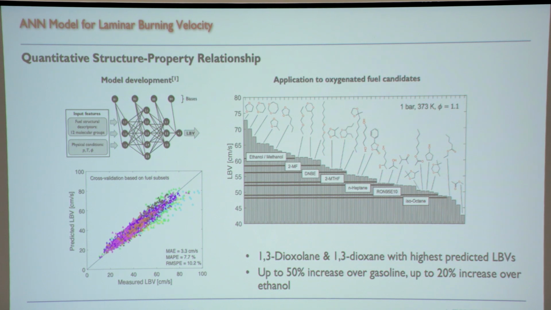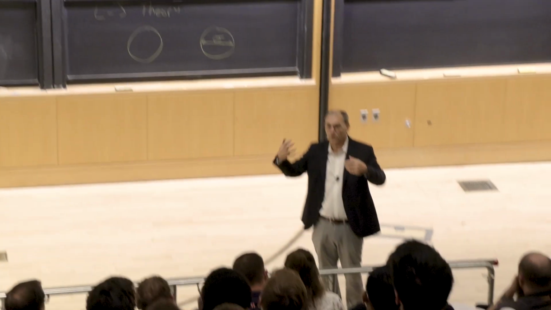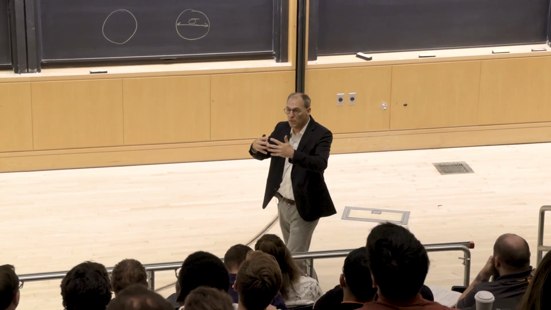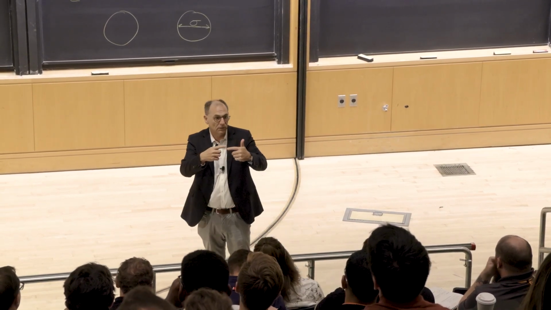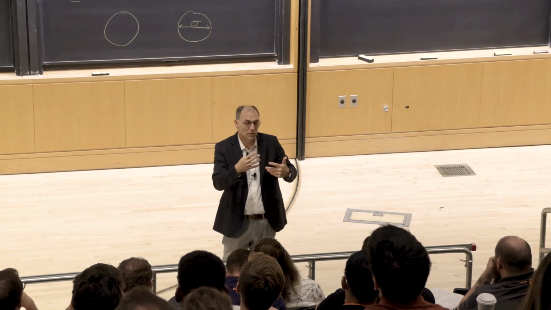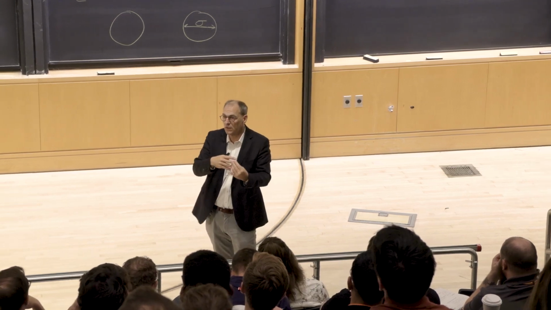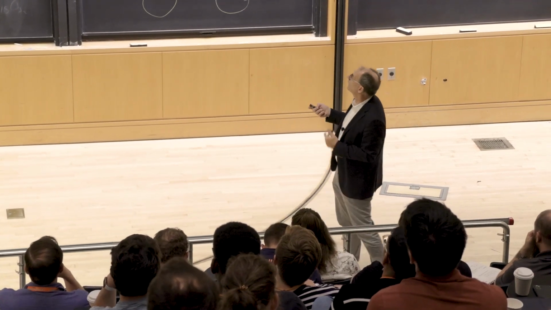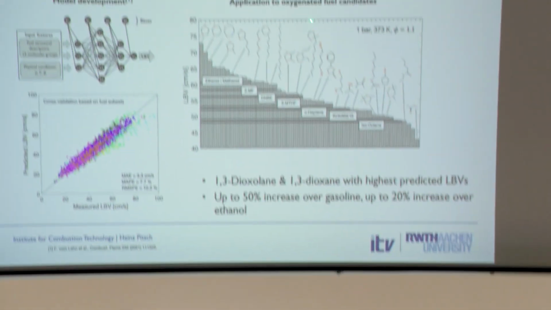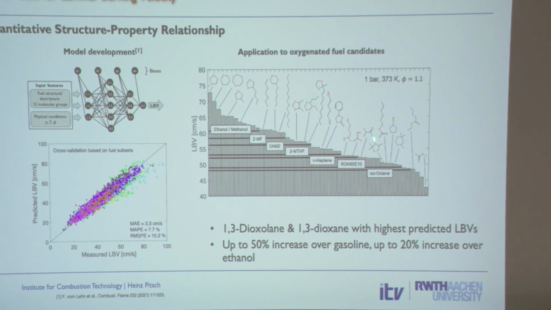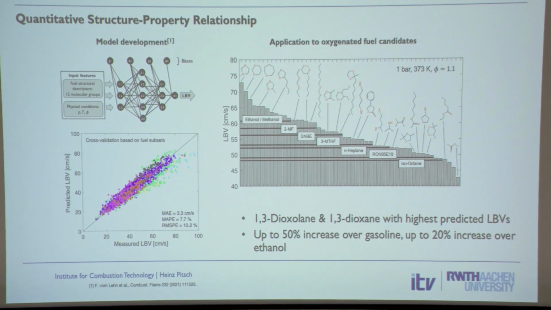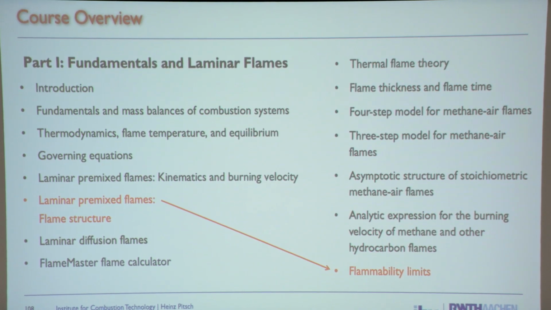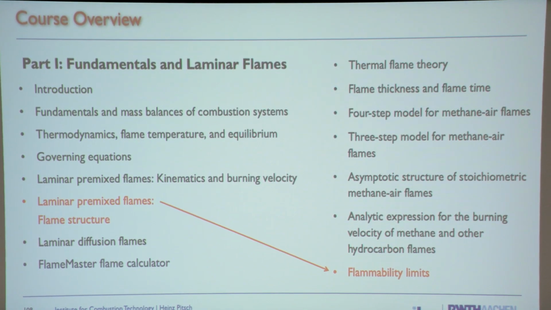That's the interesting part. The input for the network is the fuel structure. So I can say, take the fuel structure, but take the alcohol group away. How does the burning velocity change? Or I can say, take the fuel structure, take a carbon away, make the chain longer or shorter. So I can do all of these sensitivity analyses and see how different functional groups change the burning velocity. So that has been really useful. Okay, so that was the burning velocity.